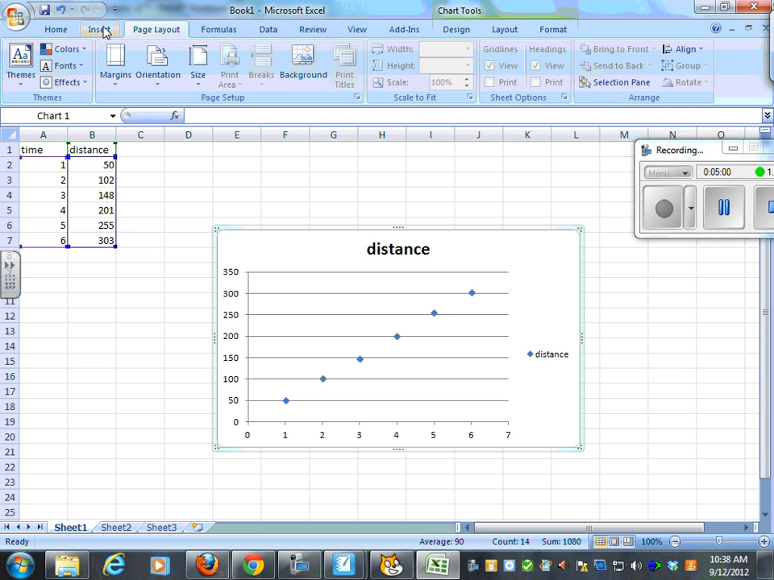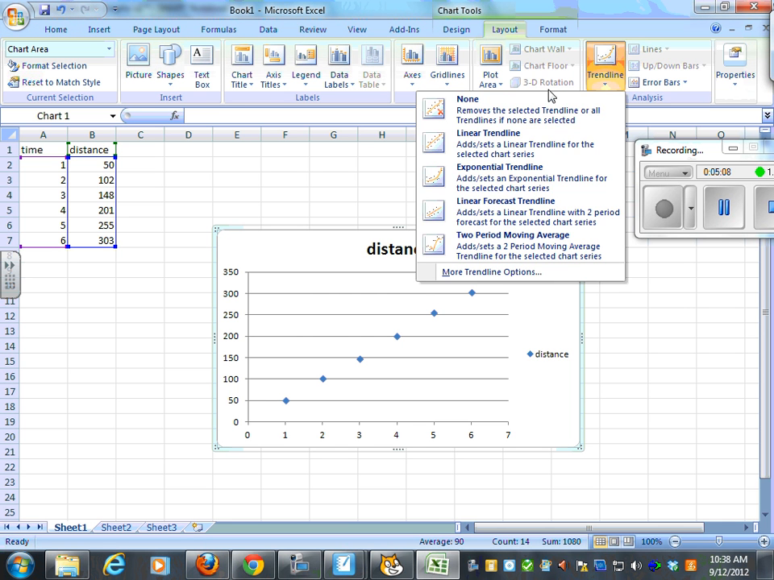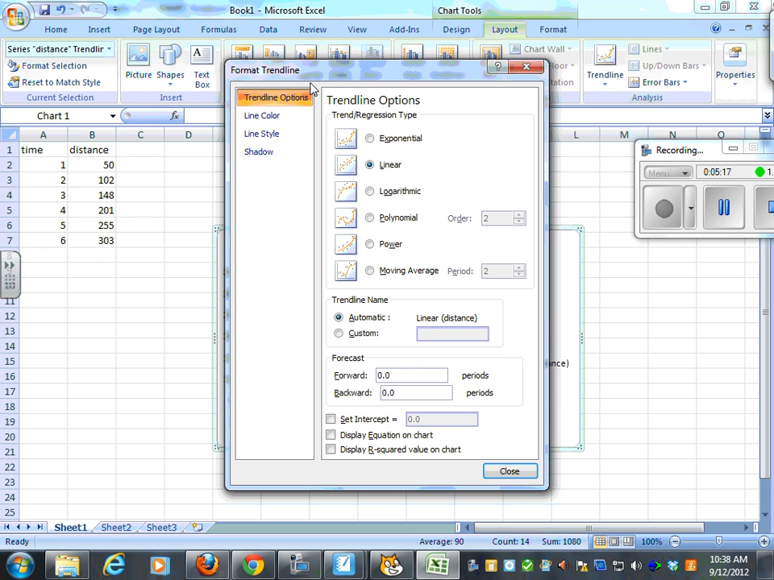Layout. Layout? Well, I think you're right. Right there, layout. Who said that? Layout, trend line. Okay? You want a linear trend line right there. Now, I think if you go to options, am I not mistaken here? Yeah, options is the better one. Pick linear, and then you want this one way down here.